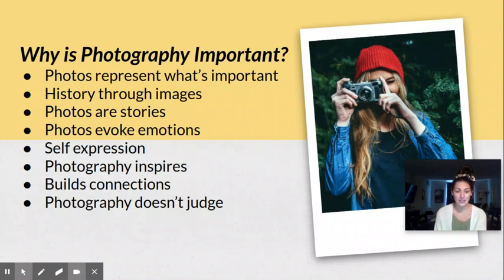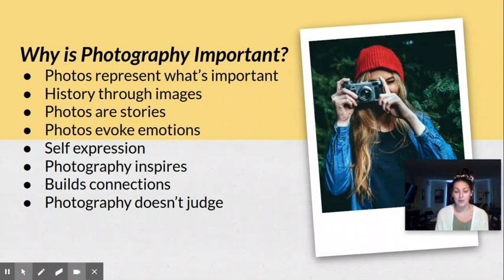My next point is photography inspires. So, photography can inspire you to travel, enjoy life, and celebrate the moments. It can help you become more aware of the little things in life. Taking pictures inspires you to have the desire to experience more things and take more risks. The next point is that photography builds connections with others.